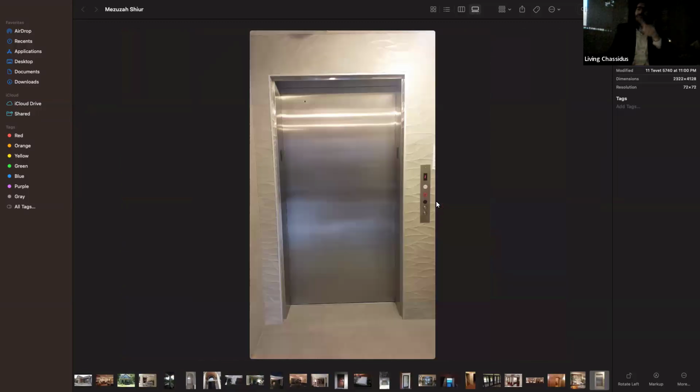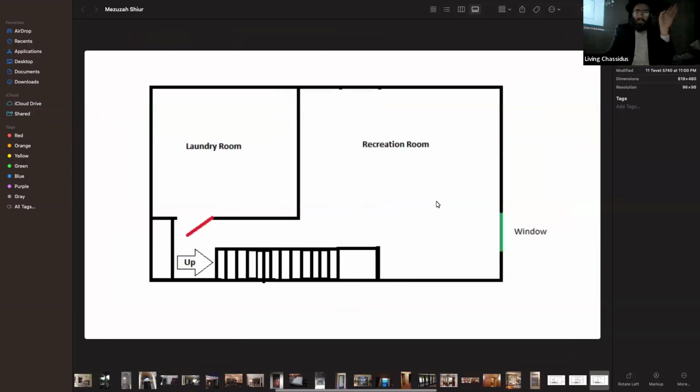Okay, elevator. So the elevator, we said the first floor, right side going up. If you want to go to the second floor, third floor, and any other floor, right side going out. Okay, I think we're done.